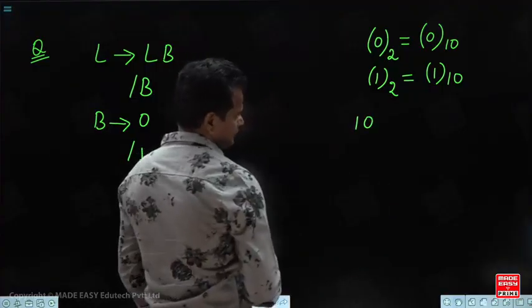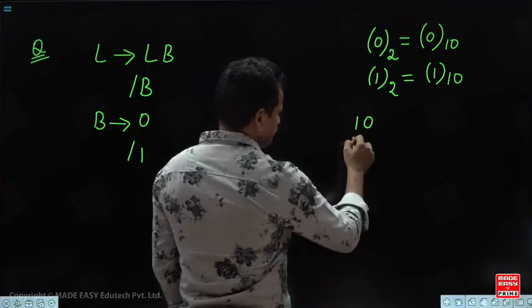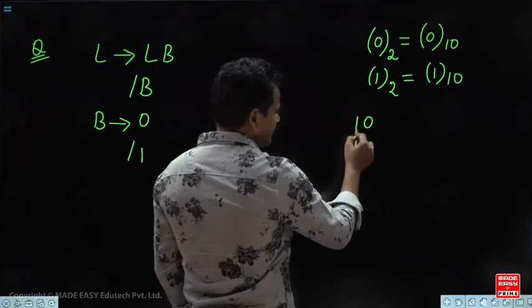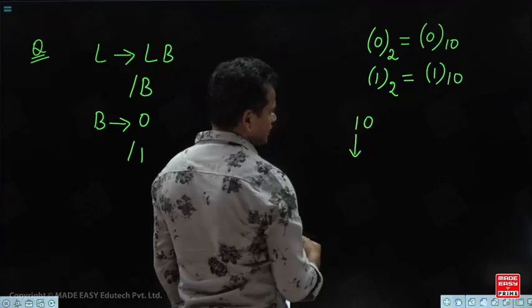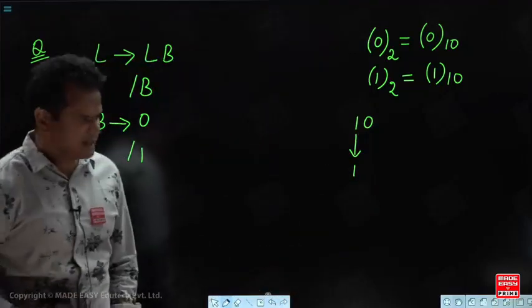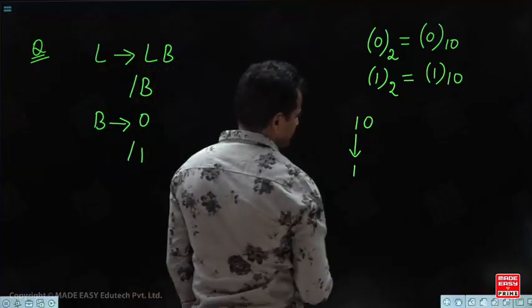Suppose 10, you know, 2. So what is this? This is in binary. What is the binary value of 1 in decimal representation? 1 only. Okay, the binary value of 1 in decimal is 1.